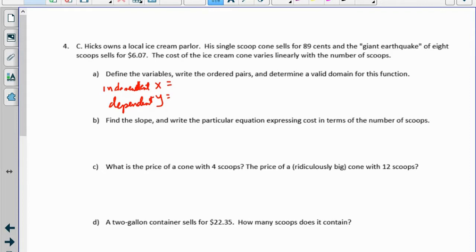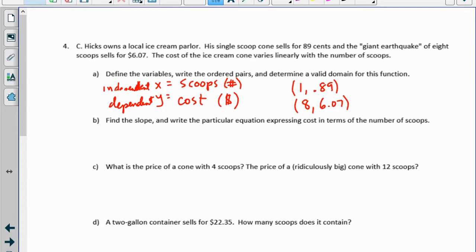So the independent variable is the thing that we have control over in terms of what our choice would be. And in this case, that would be the number of scoops. Y, the dependent variable, is going to be the cost, which in this case is going to be dollars. So the points in this problem are 1 scoop and 89 cents. And then it appears that I have an 8 scoop earthquake for $6.07. So those are the 2 points I have.